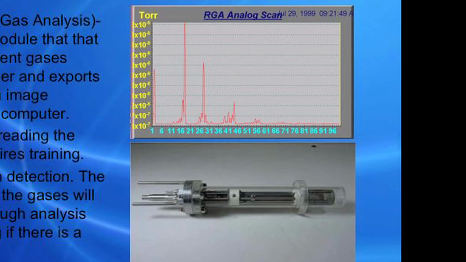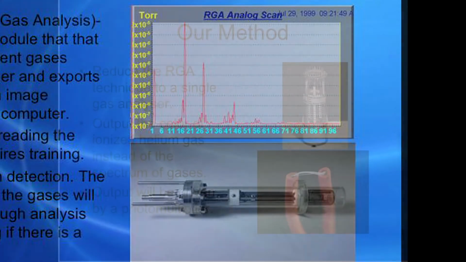And this is a complicated analysis. If you look at the things required, you need an RGA module, which is very expensive. You have to buy that to put through the RGA so you can see the different gases.